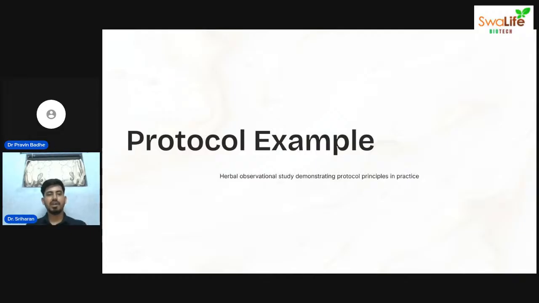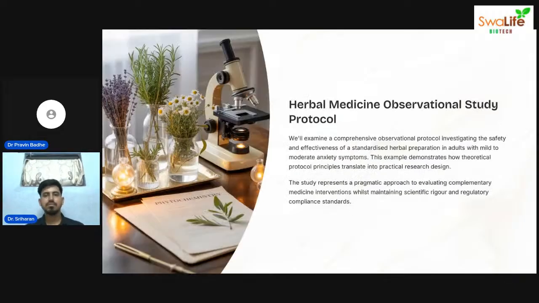Now we see the protocol example. Before this, we saw in detail what research is, what the core elements are, how the research CRF is used, and how PRO instruments are used. Now we see an example of protocol writing. Here our protocol writing is for a herbal medicine observational study.